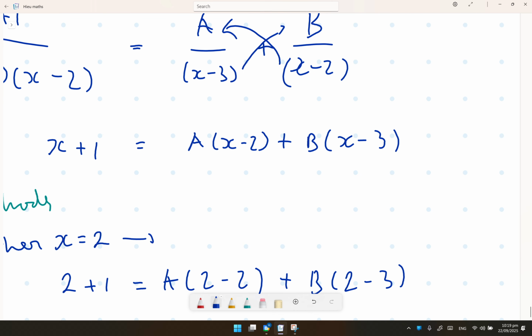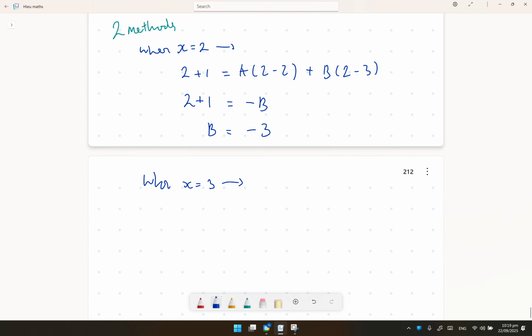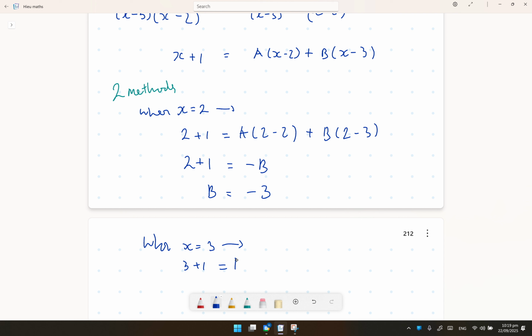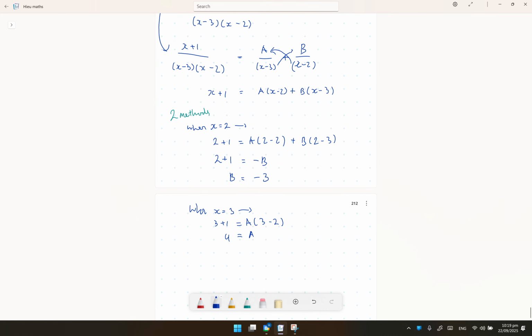And then we do the other root. So now we want to do x equals 3. When x equals 3, 3 plus 1 equals a multiplied by 3 minus 2, and b multiplied by 3 minus 3 is 0, so I won't write that. So then 3 plus 1 is equal to a. So a is equal to 4. Okay, so that's how we find it.